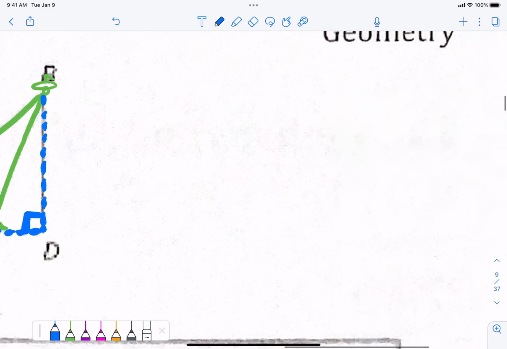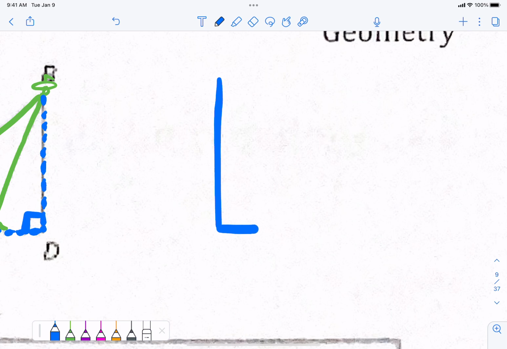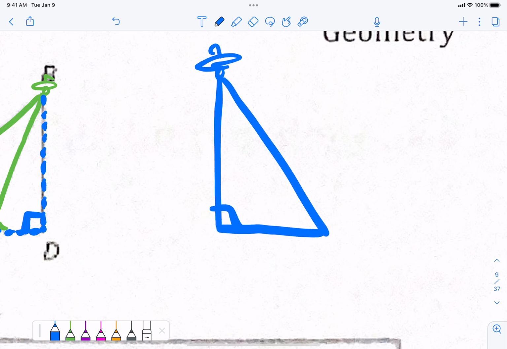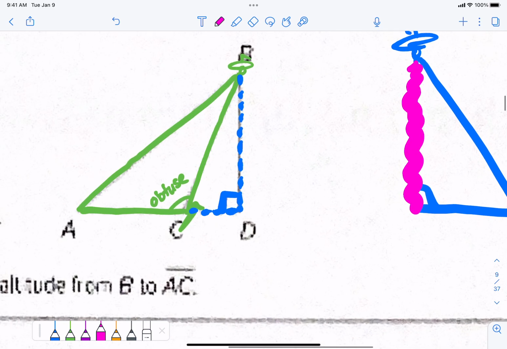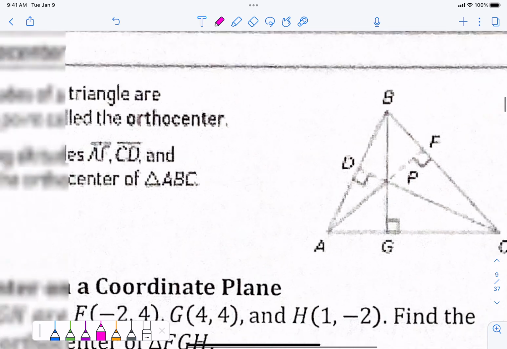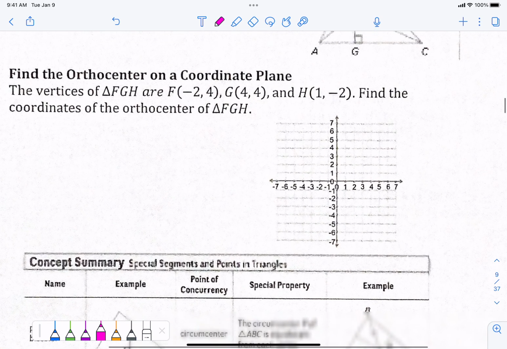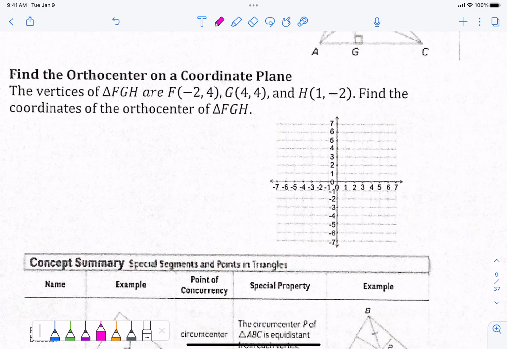What about for a right triangle? If here's my airplane, where's my altitude? Straight down. It's literally this side of the triangle, correct? That's what my altitude would be, right? So when you have a right triangle versus an obtuse triangle versus an acute triangle, you might have altitudes that are kind of weird. Okay, good? All right, let's go to this.